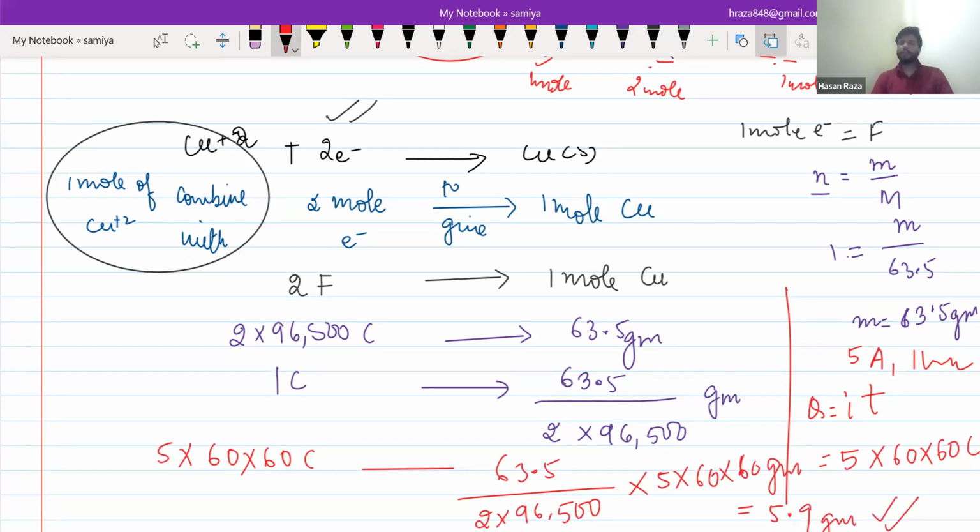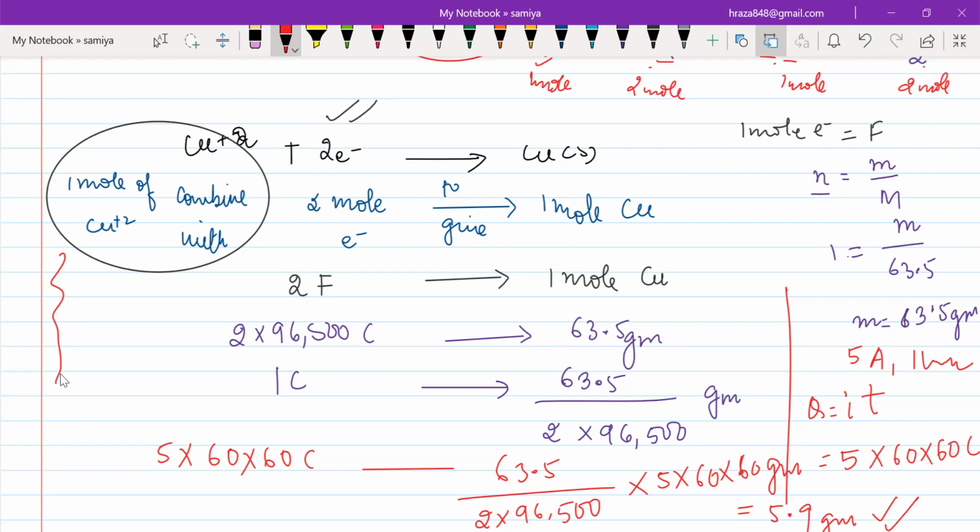So this is very easy. We don't need the formula for Faraday's first law. We can do it by the simple unitary method. Nadia, got it? Samia, Ayman? Yes, sir, I got it. Yes, sir. Very good. Thank you. Please write it and let me know. Then I will give you another question.